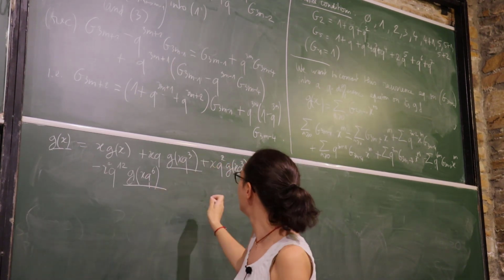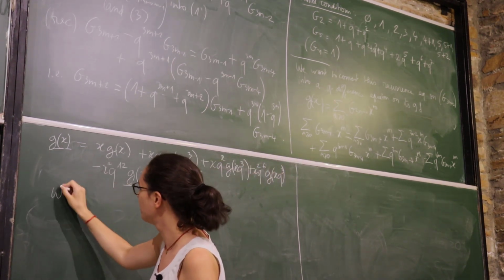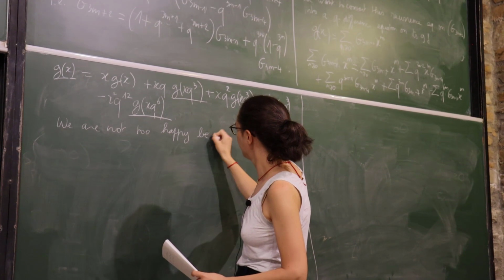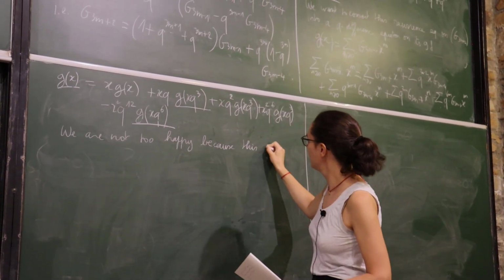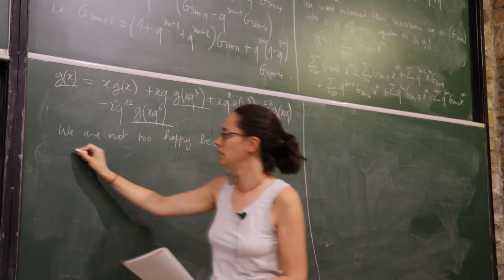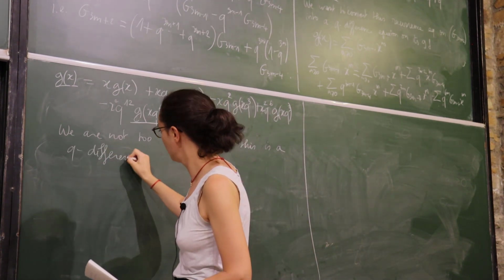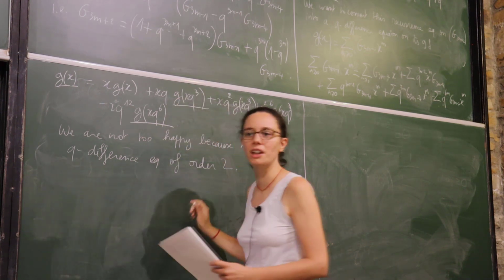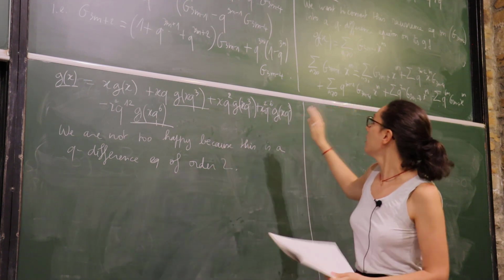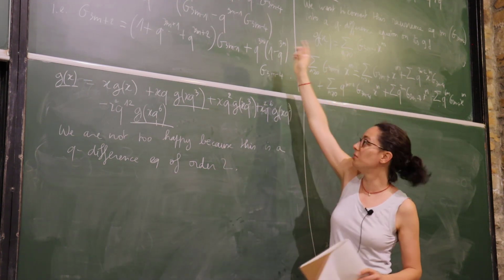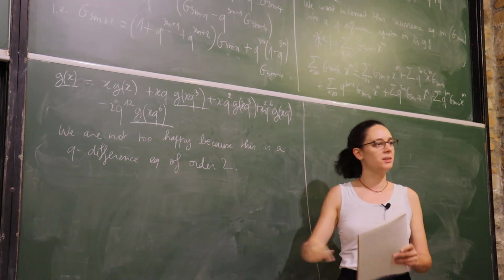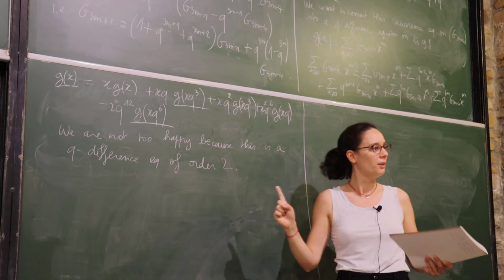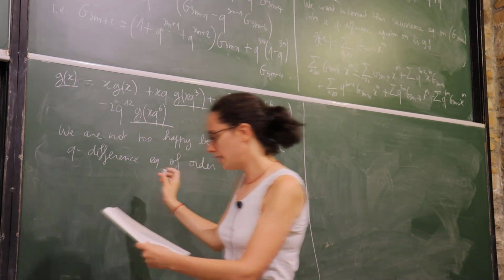So we are not too happy because this is a q-difference equation of order 2, and we don't know how to solve that directly. If we managed to do what I just said, we would have q to the 3m everywhere. That would give us, when we convert, a q-difference equation of order 1, which we usually know how to solve. So let's do that.